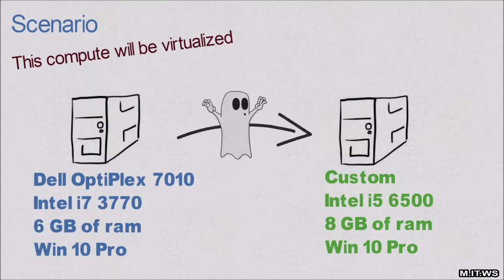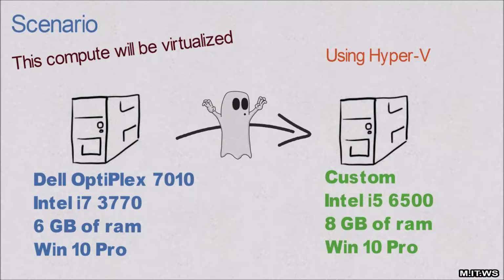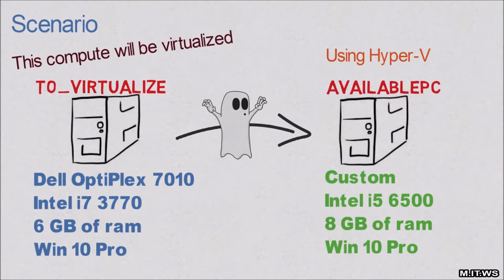And this is important. We need Windows 10 Pro at least or higher. Okay, so Windows 10 Pro at least or Enterprise. Because in order to activate this feature, Hyper-V, which is proprietary software from Microsoft to run, create, and modify virtual machines, we need Windows 10 Pro or higher. I forgot to mention the computer to virtualize is called, well, "To Virtualize", and the new host, the destination where we're going to run it, is called "Available PC". Well, I know it's not the most creative name, but it's just a name to differentiate them.